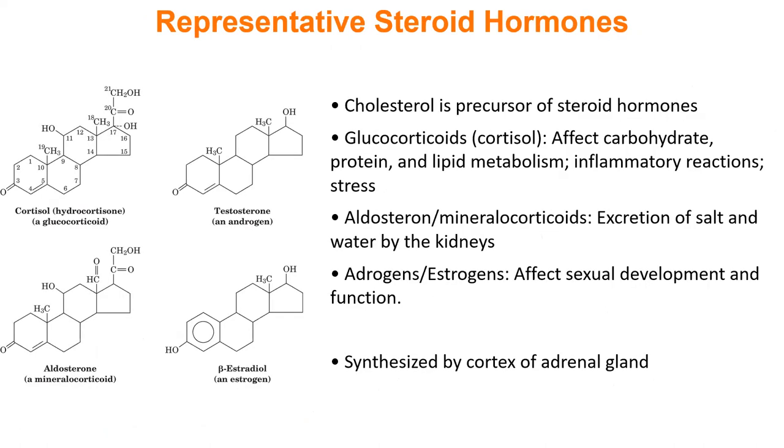Now, steroids aren't just in the membrane, though. One big class of steroids are hormones. So again, if you ever look at a molecule and it has this ring-like structure, that means it's a steroid. Anything with that structure is a steroid. So some common ones: cortisol or glucocorticoids, which can really affect metabolism, inflammation, and stress. Aldosterone and mineralocorticoids help with salt regulation in the kidneys. Then there's estrogen, for sexual development, and testosterone. And these are made by the adrenal gland.